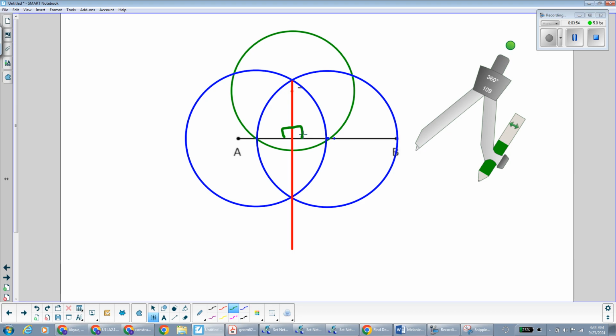So the difference between this construction and the previous one is that the previous one also bisected the line segment. So it cut it in half, which means that it went through the midpoint. This perpendicular line construction does not necessarily cut the line segment in half, and it's used when you want to go through a specific point that you're given that may or may not be the midpoint. In this case, it's for sure not the midpoint.